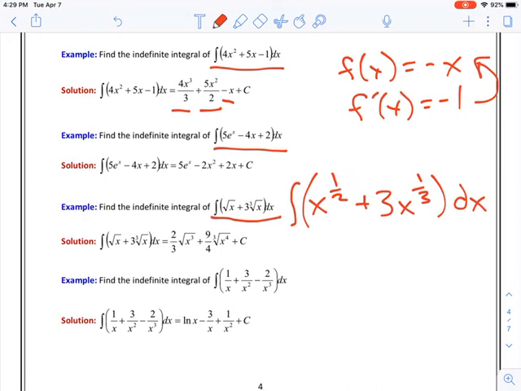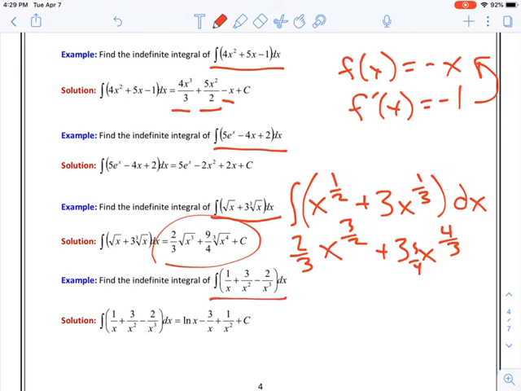Be careful when you have fractional exponents. You're adding 1. So you're going to have x to the 1/2 plus 2/2 is 3/2, divided by 3/2 or times 2/3, plus 3 times x to the 1/3 plus 1 or 3/3 would be 4/3, divided by 4/3 or times 3/4. And that would give you the 9/4. And so this was the answer that you will end up with once you simplify it and put it back in the proper form.